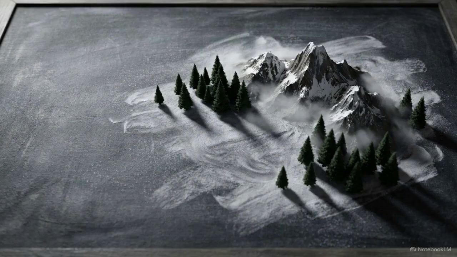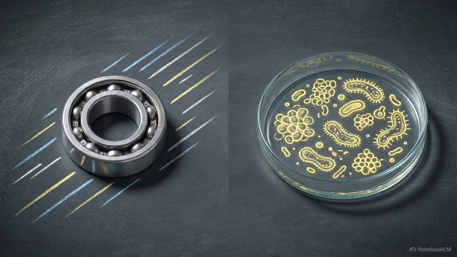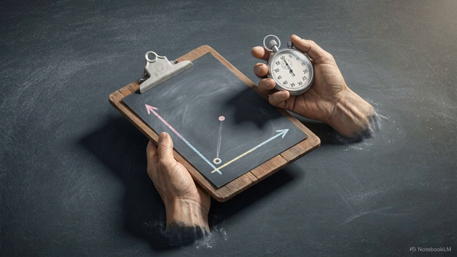We face this same challenge when observing the natural world. Whether we are watching a falling object or a growing population, we can rarely see the final outcome immediately. We can only measure how fast things are changing right now.